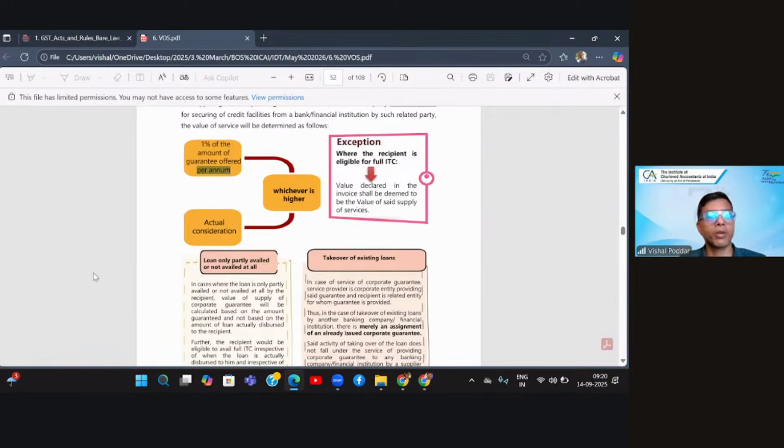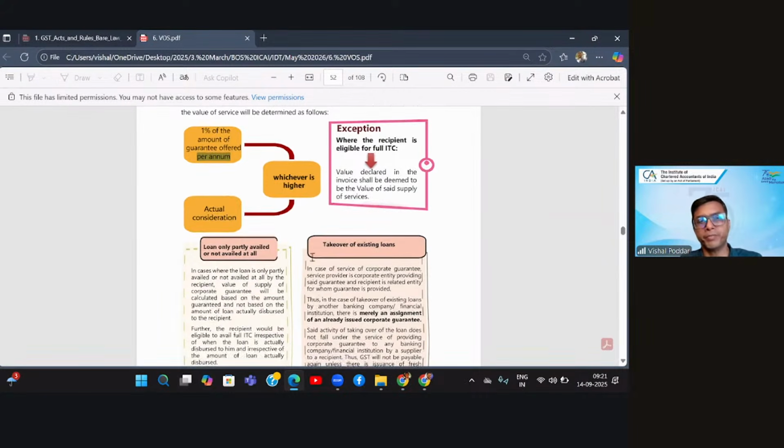Then there was another circular clarifying that if let us say this guarantee is given in between the year, like let us say today I have taken this loan and you are standing as a guarantor, this 1% is per annum, so it has to be proportionated because this year from today up to 31st March, whatever is the number of days, you will proportionate that 1% value divided by 365, multiplied by this proportionate period, and that will be the value. So this is how further circulars have come clarifying how this 1% has to be applied.